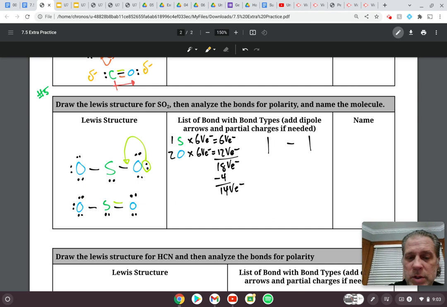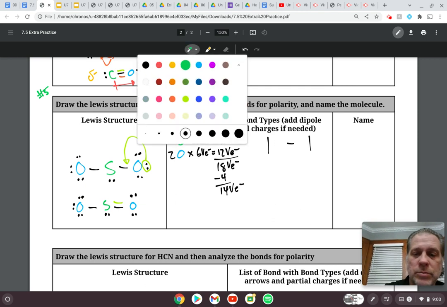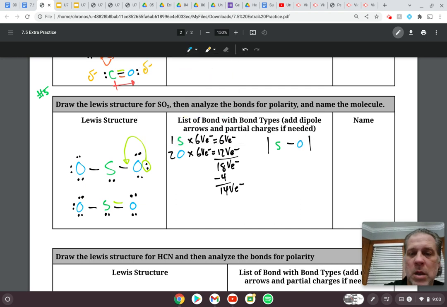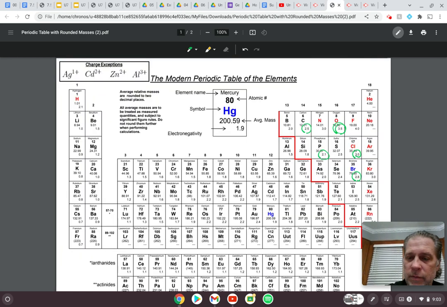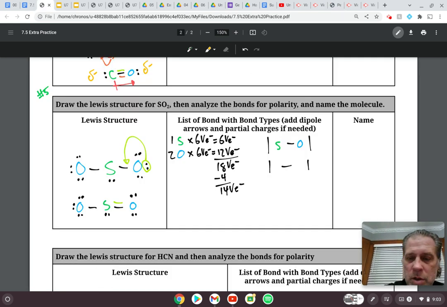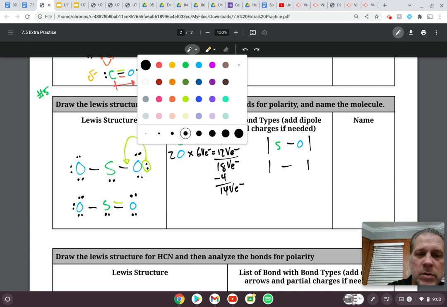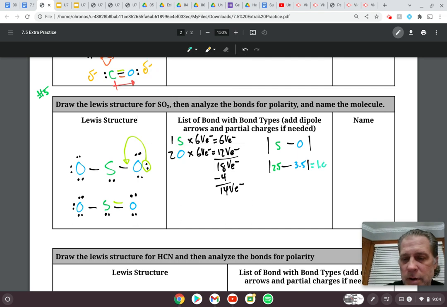So we're looking at the relationship between sulfur and oxygen. And when we go to the periodic table, we see that sulfur is 2.5 and oxygen is 3.5. So hopefully you might recall that that is a difference of 1.0, which means it's a polar bond. We're going to draw the dipole arrow toward the larger electronegativity. So we're going to do this for both bonds, like so.